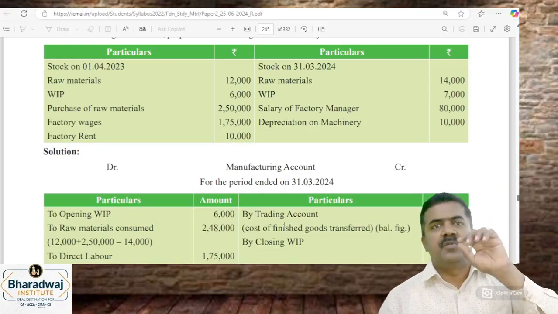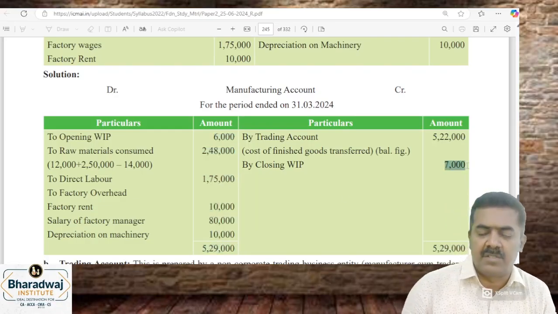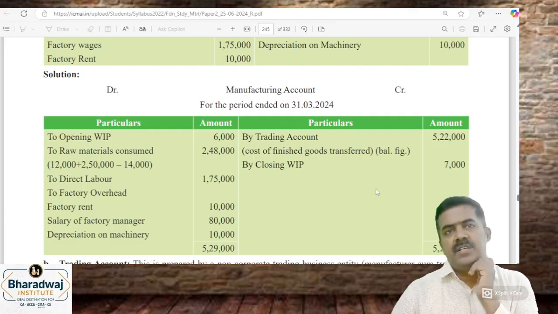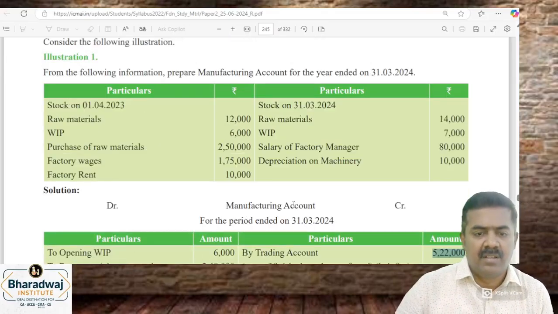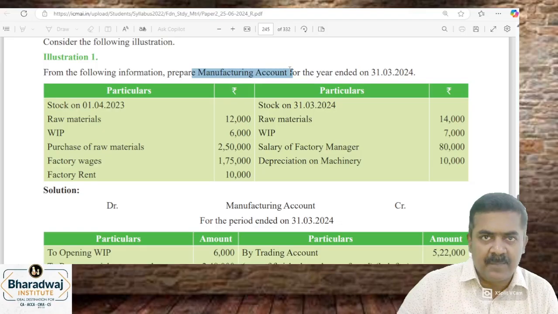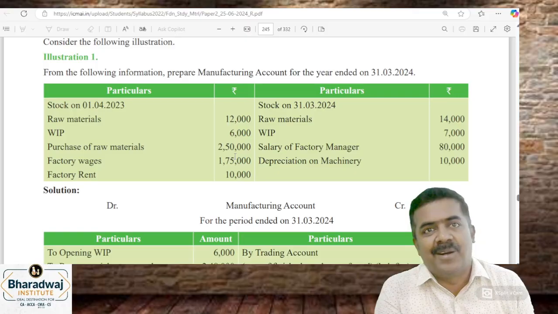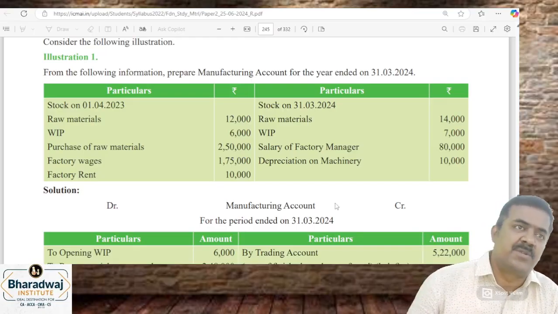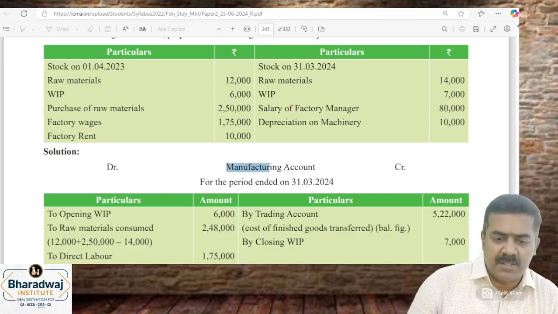Instead of preparing an account, if you prepare a statement, add up all these things, 5,29,000. In this, 7,000 is yet to be finished. So the balance is finished, that is goods which are finished and manufactured. Cost of goods manufactured, we transfer to the trading account. In the manufacturing account, raw material is adjusted and WIP is adjusted, but not finished goods. Finished goods will be in the trading account: opening stock, this cost of goods manufactured, and closing stock of finished goods will be recorded in the trading account.